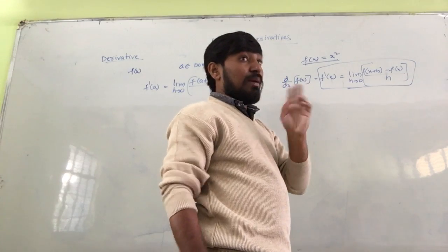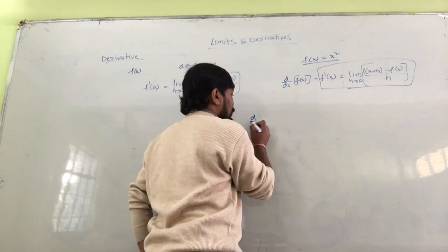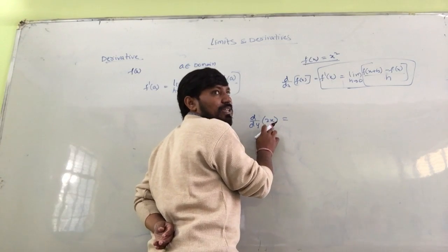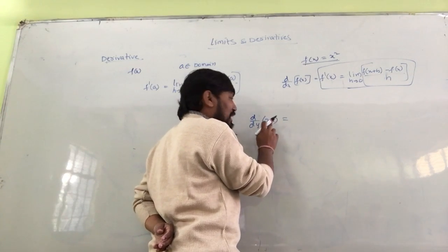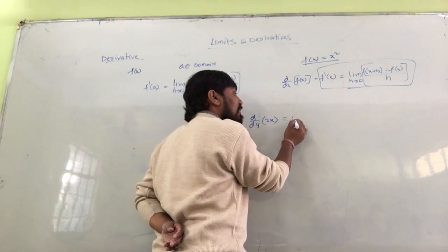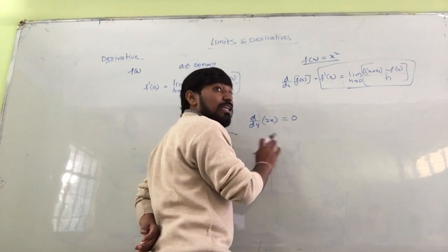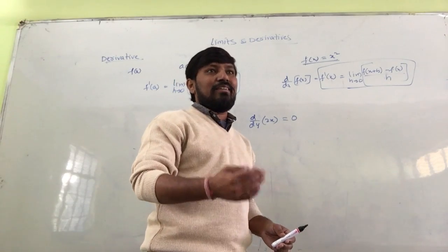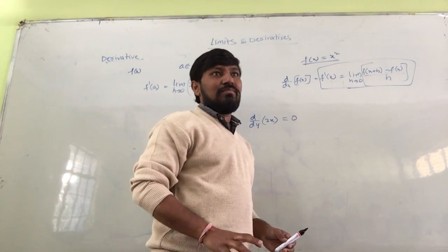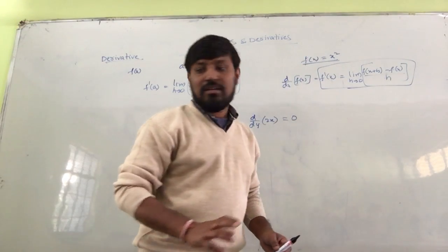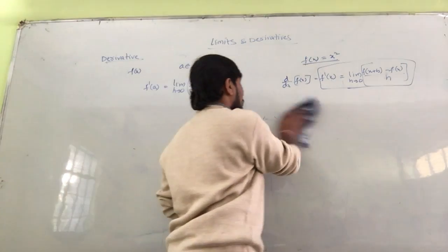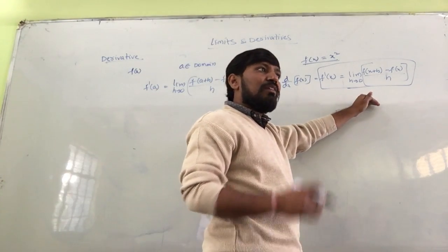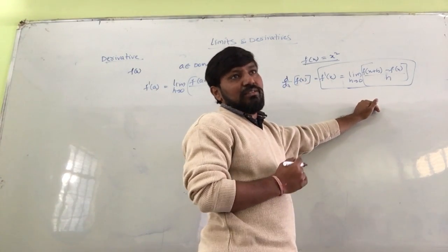Suppose a question is asked to you, d by dy of 2x. ये तो कांस्टेंट है, this is completely constant because y is not there in it, तो इसका डेरिवेटिव 0 हो जाएगा. Why it becomes 0 — you are going to learn the derivatives of the different types of functions with the help of this definition. So this is actually called the first principle. By using the first principle, we can find out the derivative of any function.